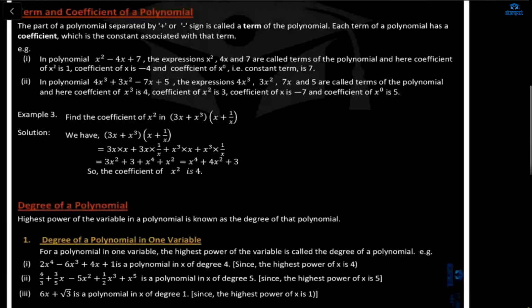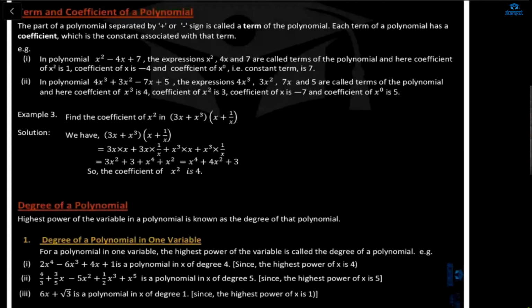Three. Okay. Shazan, are you confused? Three terms. All the individual values which are separated by arithmetic operators are the terms. Like x square is one term, 4x is another term, and 7 is a third term. Everybody? Adam, do you have any issues? No. Okay, now the second one: 4x cube plus 3x square minus 7x plus 5. Advika, can you tell me how many terms are here? Ma'am, 4 terms. Yeah, very good.